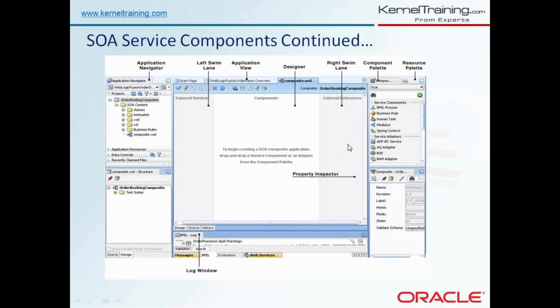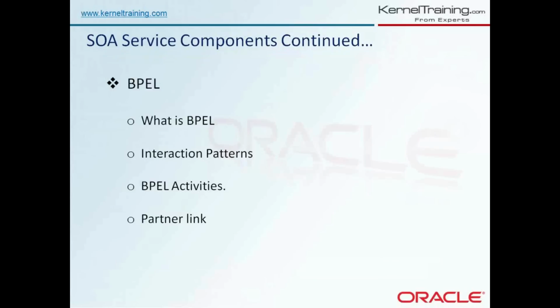Now here, the external references will come. As I said, we need to interact with different external services, right? So here you can drag and drop your adapters. Say you want to insert or select something from a database, your adapter will come over here, and here you can define your adapters to connect to external systems. So I have given you a brief intro of SOA service components. Now we will go into very detail of SOA service components.